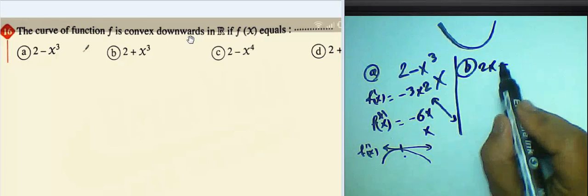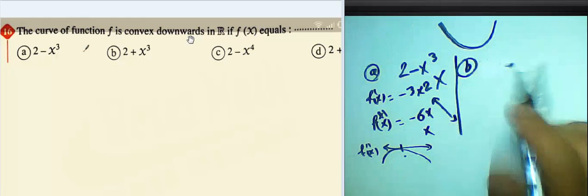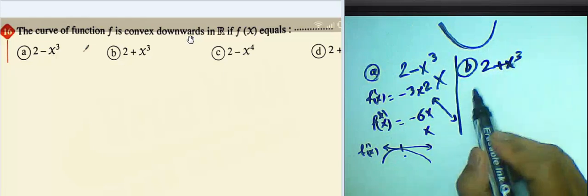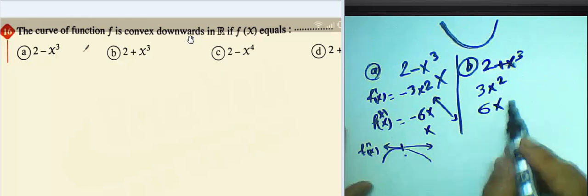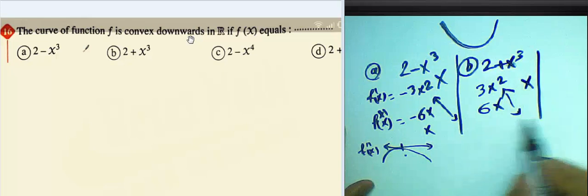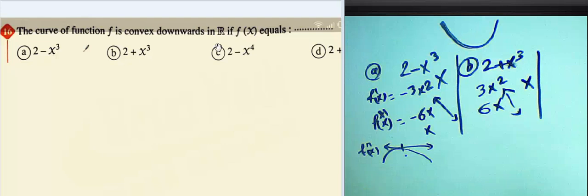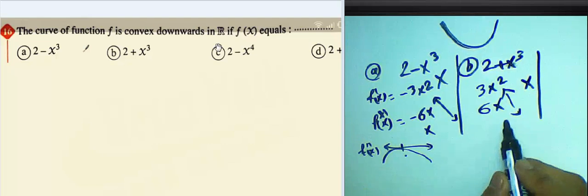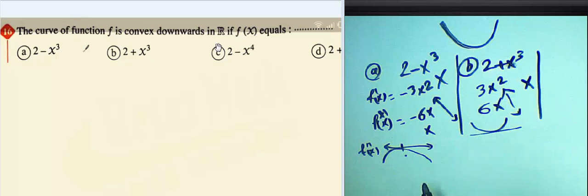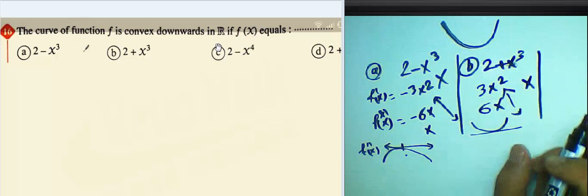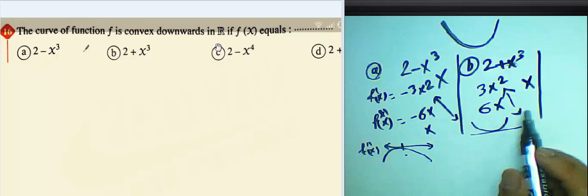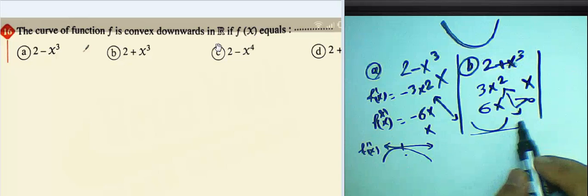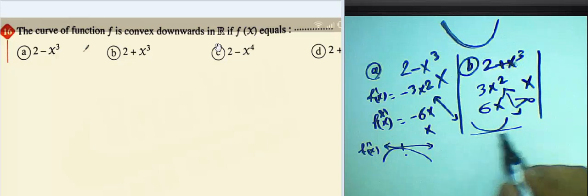Letter B, 2 plus x^3. We can find the first derivative here. It will be 3x^2, and the second derivative will be equal to 6x. It will be false because he tells us it will be downwards in R only. Downwards. So it means 3x^2 is the first derivative, and 6x equals 0, greater than 0 here in this function. But we don't have the curve here because it will cut the x axis at x equals 0.